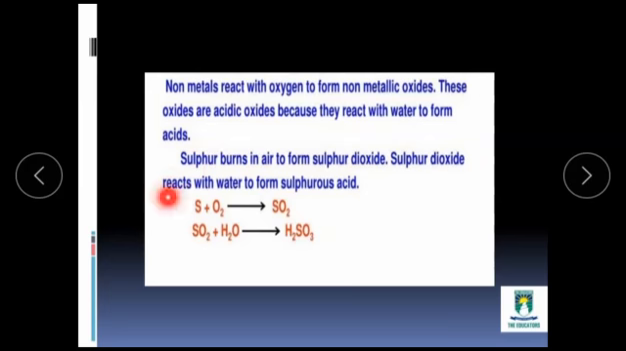So here sulfur reacts with oxygen to form sulfur dioxide, and in return sulfur dioxide and water react together to form sulfurous acid. So we can say that non-metals react with oxygen to form non-metallic oxides, and then these non-metallic oxides react with water to form acids. So whenever there is a reaction between non-metals and oxygen, an acid will be produced.